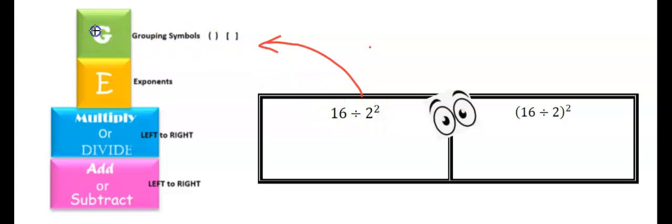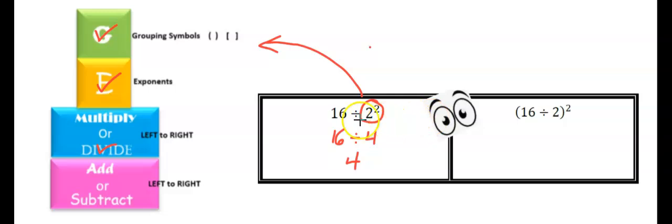So I go to my chart. There are no grouping symbols. I do have exponents, that's second. So I do 2 to the second power. 16 divided by 2 squared. Well, 2 squared is 4. So I've done my exponent. The only operation left is division. So I divide. 16 divided by 4 is 4, and I'm done.